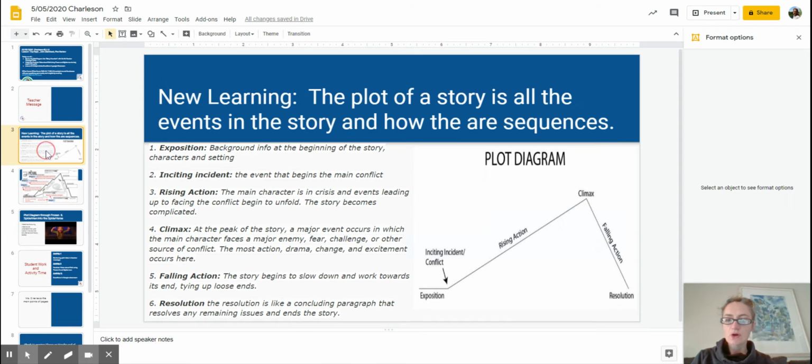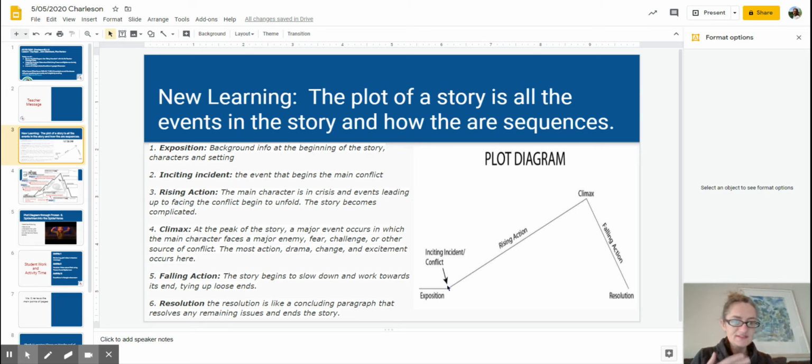All right, so the 6 main parts that we study are here on this diagram. And I know you've seen this diagram before. We studied this when we were in school together. It starts with the exposition, where the characters are introduced. We get an idea of the setting and the background information. Then the problem happens during the inciting incident, an event that triggers a conflict. Conflict is a problem in the story.